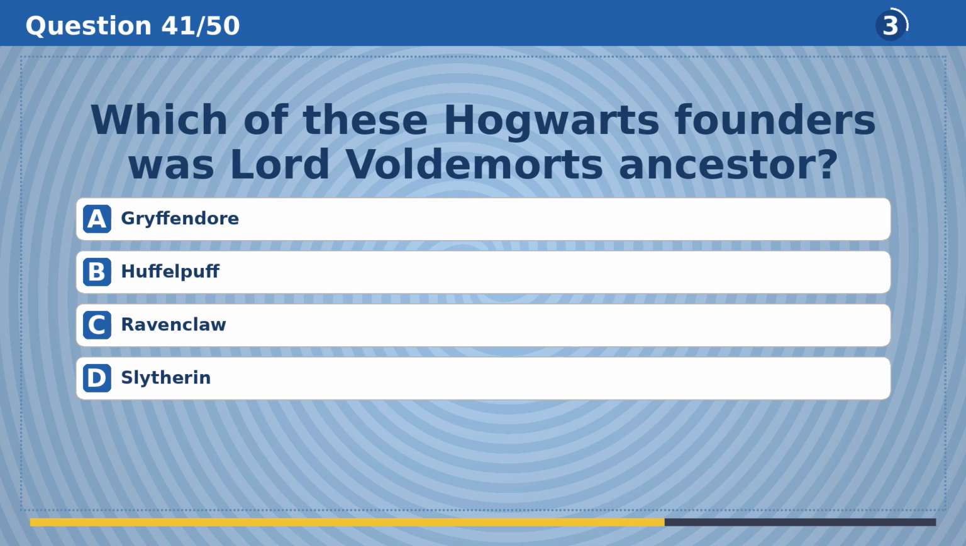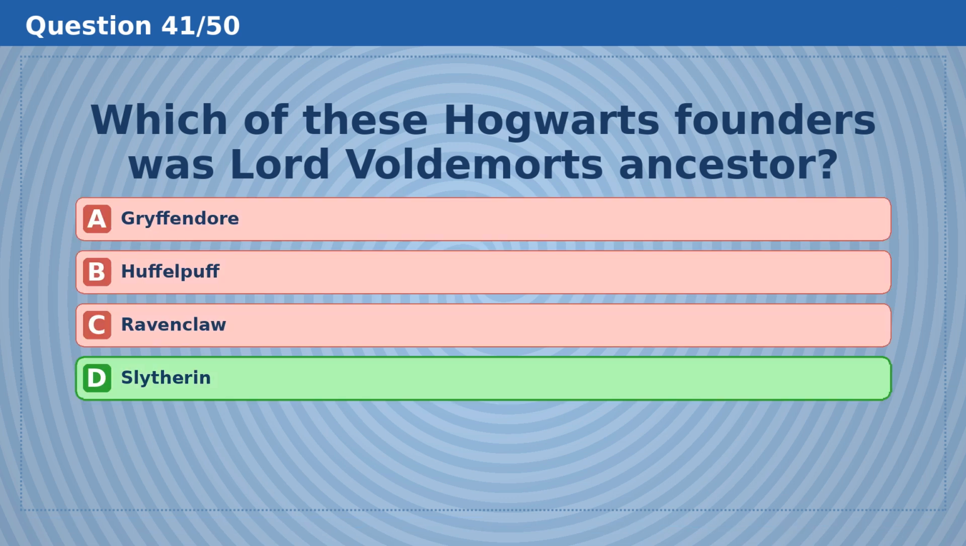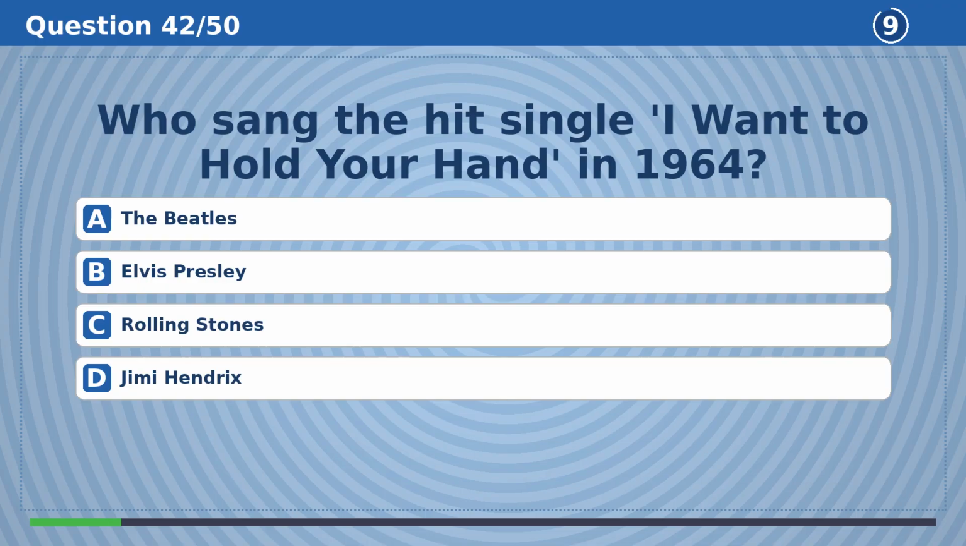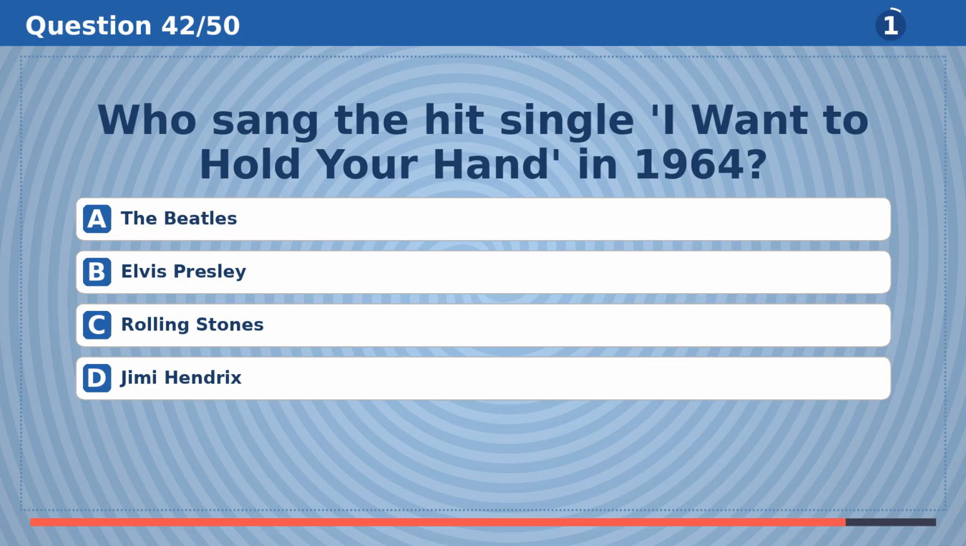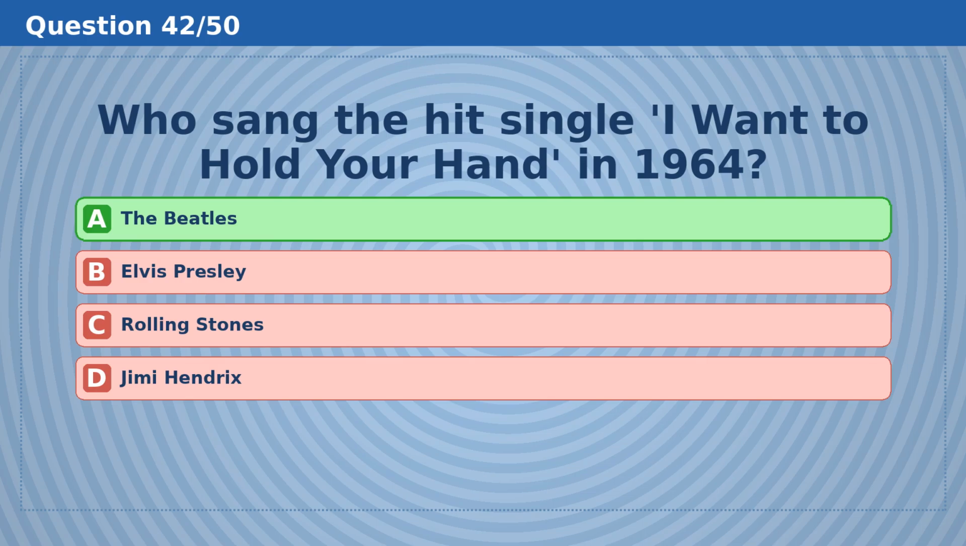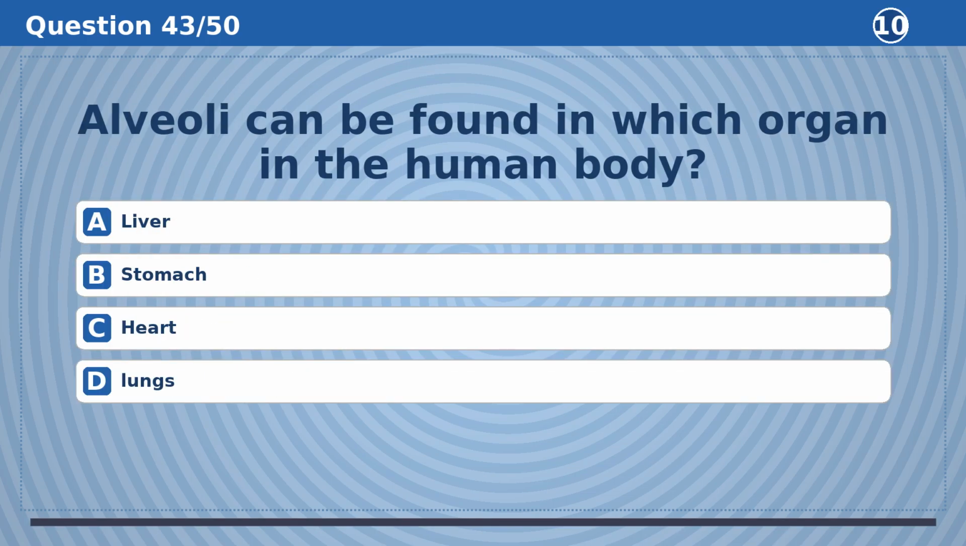Which of these Hogwarts founders was Lord Voldemort's ancestor? The answer is D. Slytherin. Who sang the hit single I Want to Hold Your Hand in 1964? The answer is A. The Beatles.